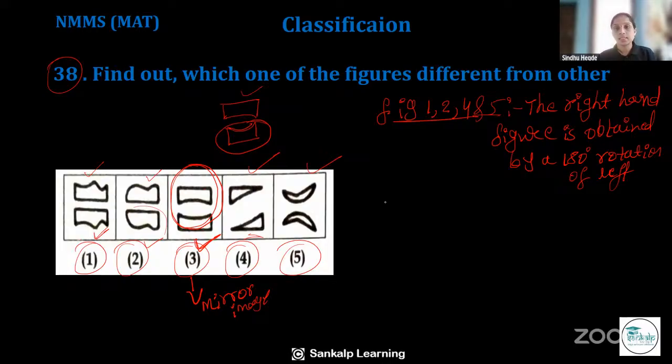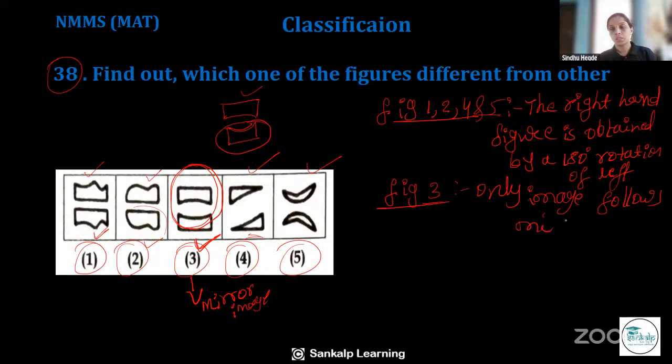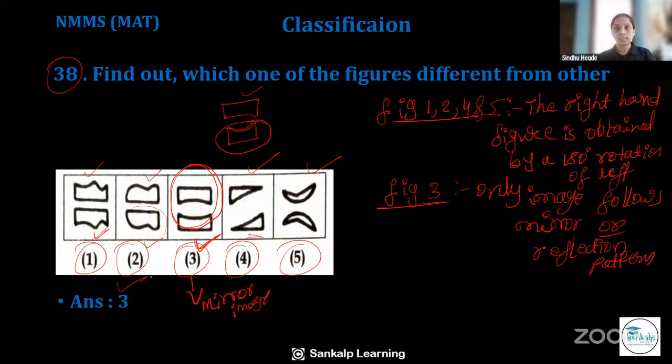So figure 3 is considered as mirror image. This is the only image that follows mirror or reflection pattern. So figure 3 is different from the rest. Answer is 3. Thank you.